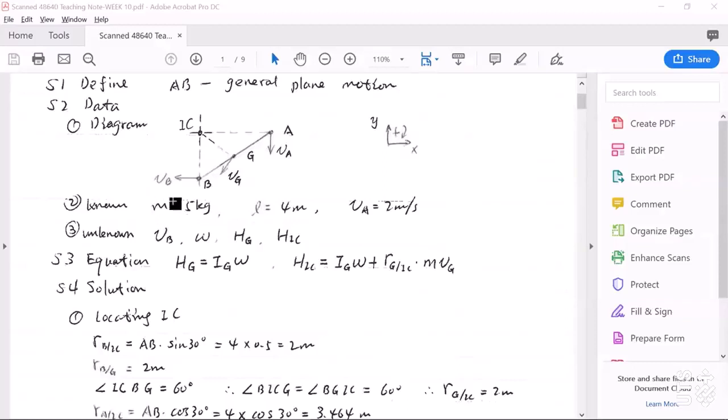Okay, here we already know the mass of this bar, the length of this bar, and VA. We don't know VB or omega. The targets here are HG and HIC. For HG, the equation is Ig omega. For HIC, for this calculation, we can use these two items, but we can also use Iic omega.